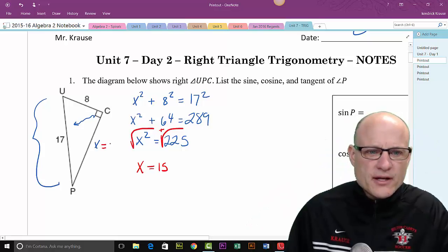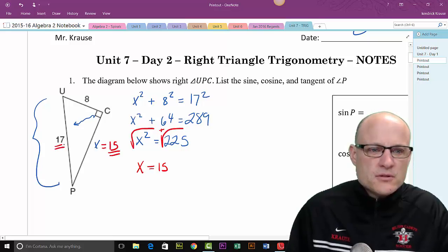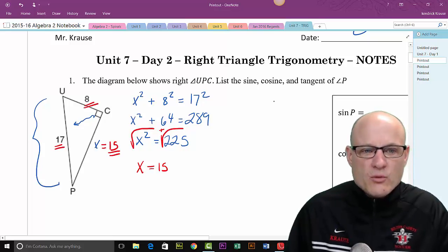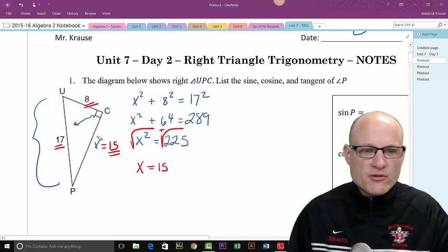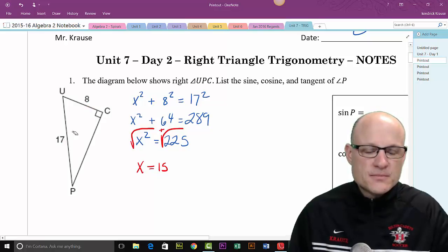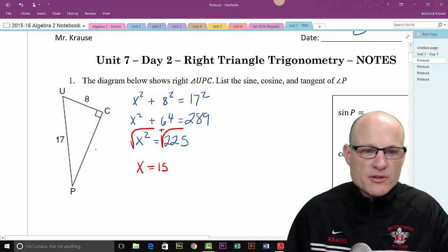All right, x equals 15. Now I can see. X equals 15. So now that we've got this 15, I'm going to erase all the extra stuff that I put on around here. I want to go back to this diagram. I'm going to put this 15 here.